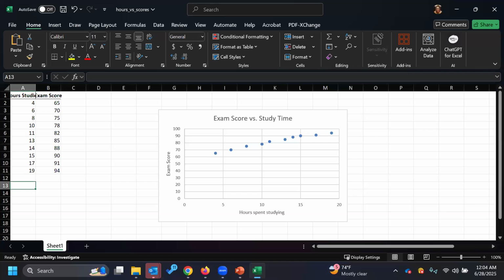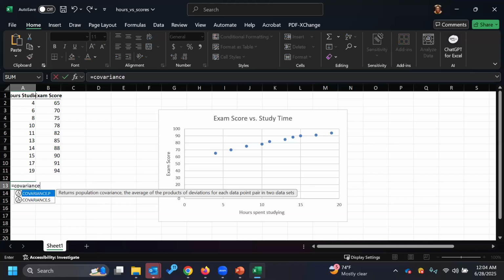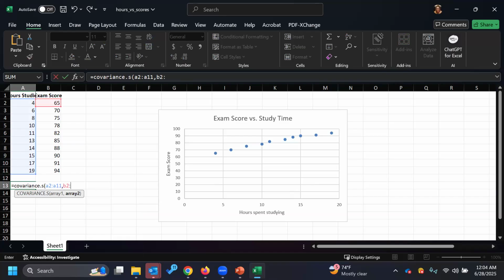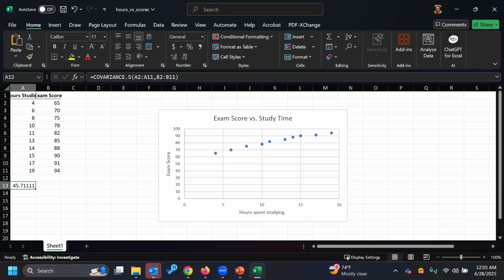Okay, so I want the covariance of the X and the Y that's there. So we're going to go covariance.S because it's a sample, not a population. And we're going to put in our array. So our X scores are A2 through A11, and the Y are B2 through B11. You know what? I want to move this here because I want to label it. This is S sub XY, our covariance.